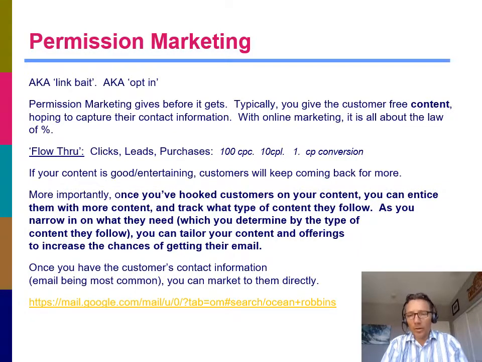But through permission marketing, you as a customer have opted in and you've given them your email. And from the online business side, once you've hooked customers onto your content, you can give them more content and you can track and measure which type of content they follow most. They seem most interested in these types of articles, or they like to see video more than they like to see straight text posts. So you can tailor your content and offerings to increase the chances of getting them to opt in and hopefully also to buy something.